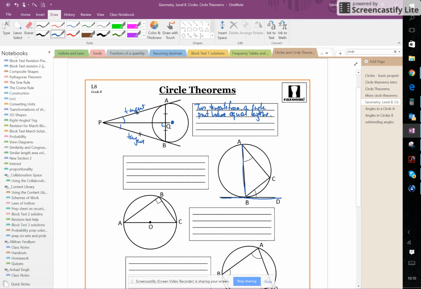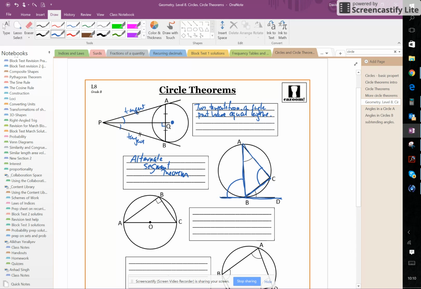And remember, if you have a chord that meets a tangent, you should know and think about the alternate segment theorem. So this is the alternate segment theorem. Now remember, that says that if a chord meets a tangent, then the chord subtends an angle. There it is. That subtends that angle here. Then that's equal to the angle in the opposite segment.